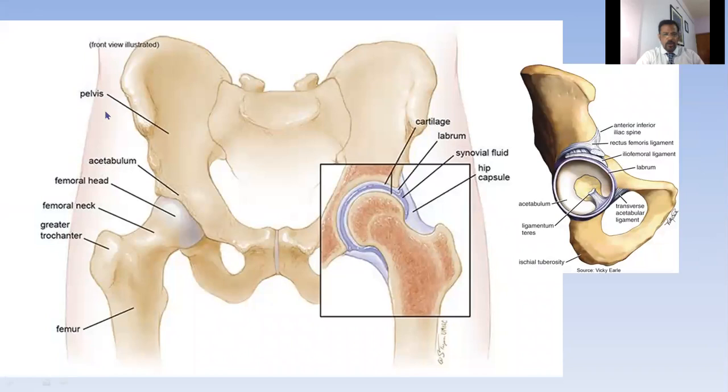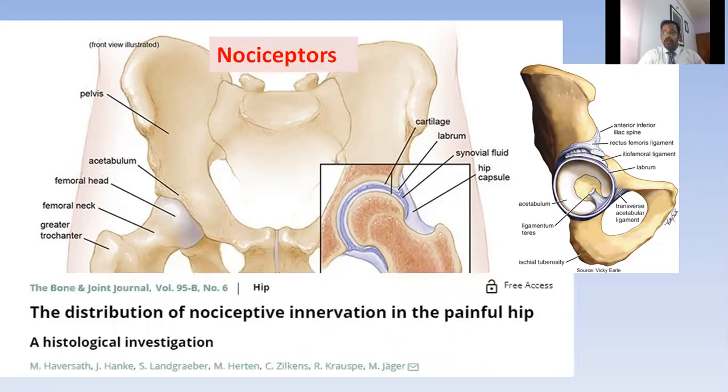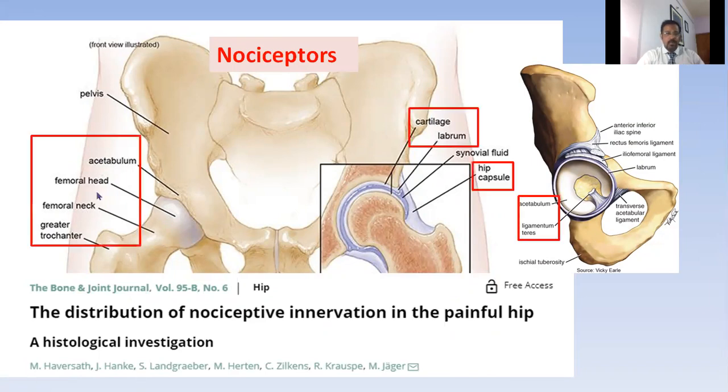Now, coming to the osteotomes. The osteotomes are mainly the hip joint. The hip joint is a ball and socket joint where the femoral head articulates with the acetabulum. So, where are the nociceptors present in the hip joint? The bony ones are mainly the acetabulum, the femoral head, the femoral neck, and the greater trochanter. And if you go inside the hip joint, they are in the cartilage, the labrum, the hip capsule, and the ligamentum teres. So these are the nociceptors which are relevant for a hip surgery.